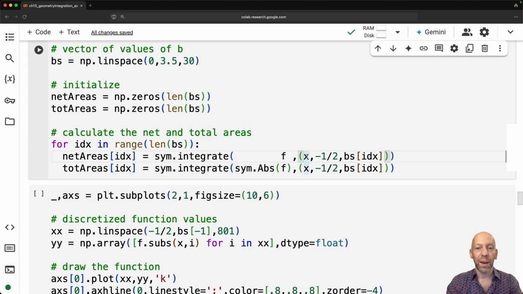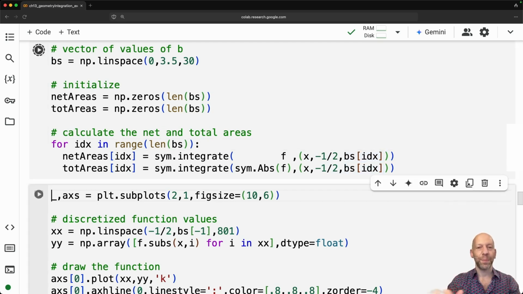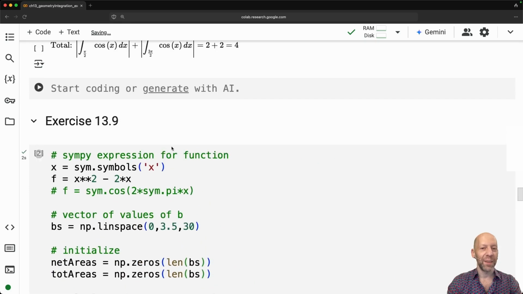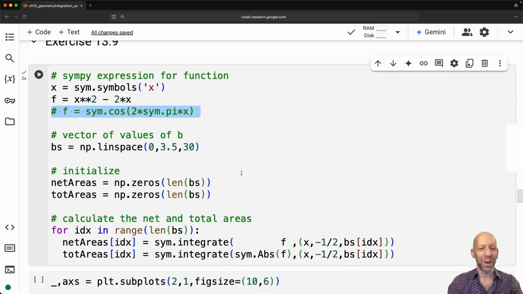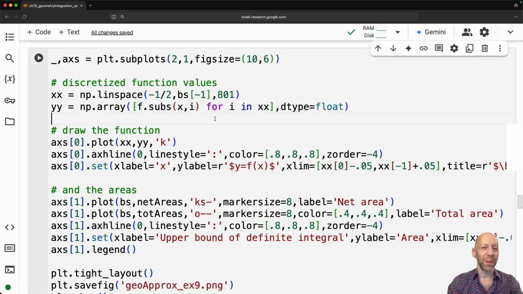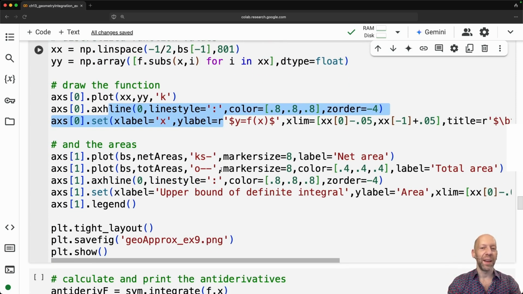And here you see I'm using, as the second input to sym.integrate, a tuple with the variable that we integrate over. The lower bound is fixed to minus 1/2, and the upper bound varies. All right, so that's that. Pretty straightforward. And don't worry about this commented line. That is the bonus part of this exercise. And here I'm doing the plotting. Here I am using substitution and list comprehension to evaluate numerical values for the function, which I plot here along with some lines. And then here's where I plot the net area and the total area.